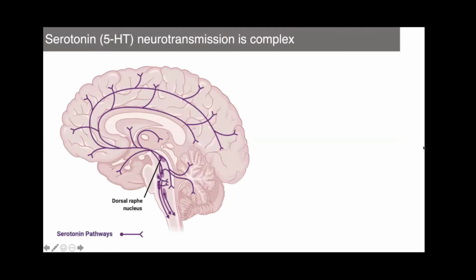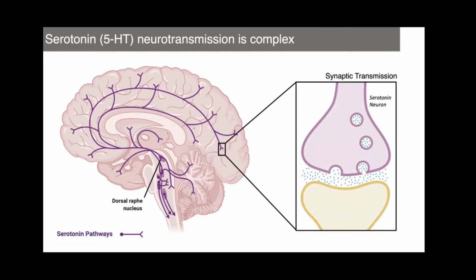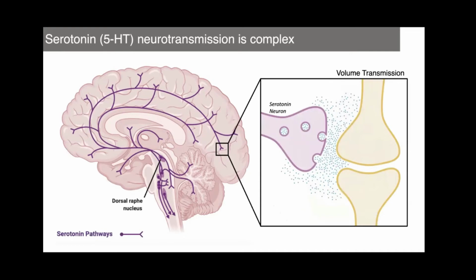Neurotransmission of serotonin, or 5-hydroxytryptamine, 5-HT, is very complex. If we take a closer look at serotonin release, we see that it occurs in several ways. One of these ways is through synaptic transmission, where serotonin is released into the synaptic cleft and interacts with postsynaptic receptors. Alternatively, serotonin can undergo volume transmission, where serotonin is released into the extracellular space and allowed to diffuse and interact with extrasynaptic receptors. One of these receptors I'll be talking about today is the 5-HT6 receptor.